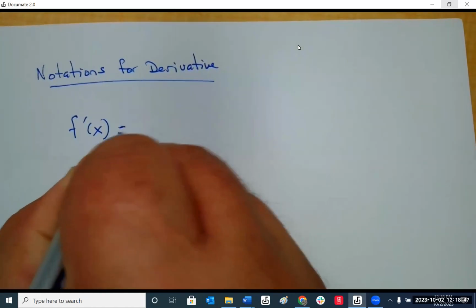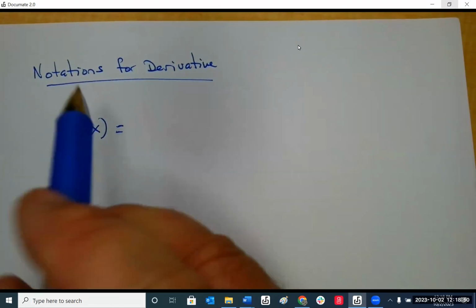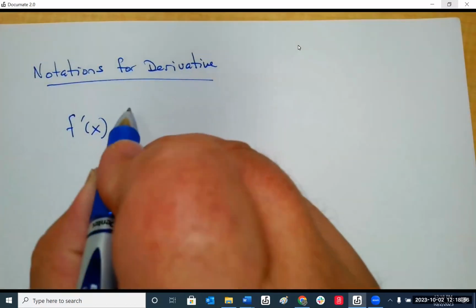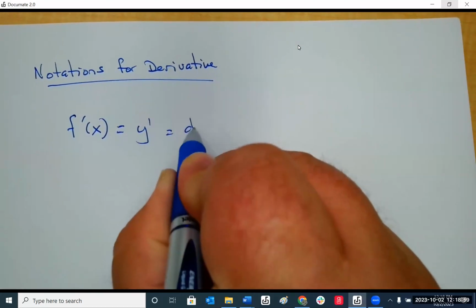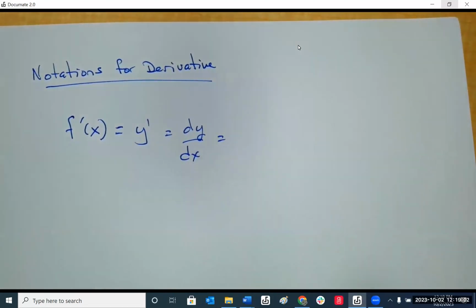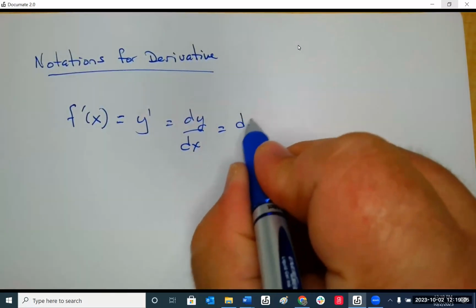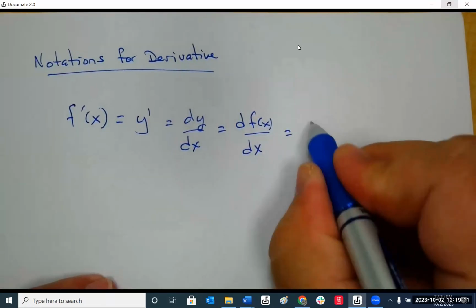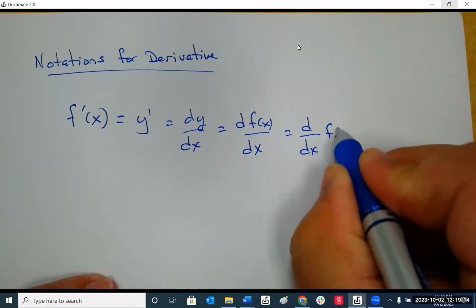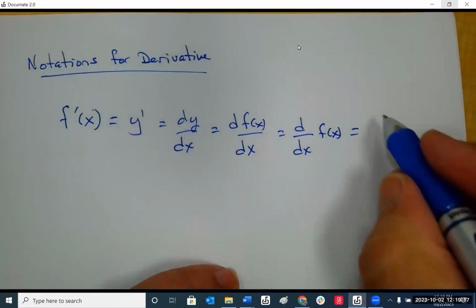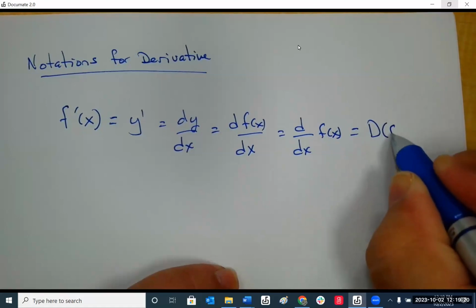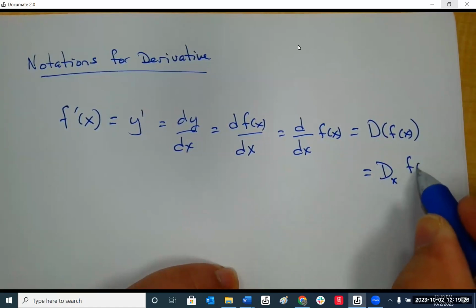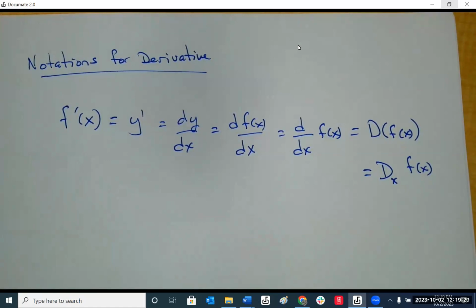We learned this. We're going to find other ways of writing this that people use that makes it much easier to distinguish. This means the same thing. dy dx, that means derivative also. df of x over dx. d dx of f of x. The derivative of f of x. These all mean the same thing.